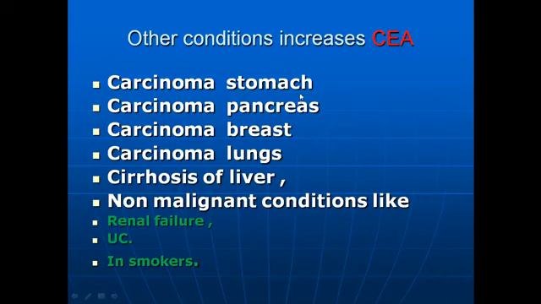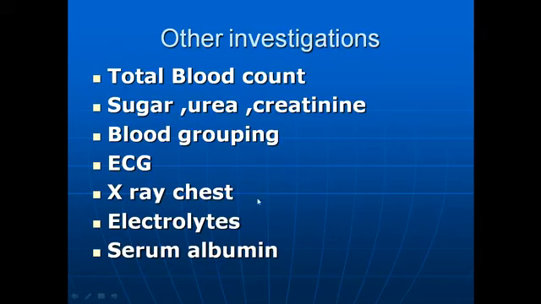You have to do a blood grouping of this patient. You will have to do an ECG of this patient. You have to do an X-ray test, serum electrolytes, and serum albumin. So these are the most important investigations you must do to assess the patient. So I'm repeating: you have to do a total blood count, blood sugar, blood urea and creatinine level, blood grouping, an ECG, a CXR, that is X-ray chest, serum electrolyte, and serum albumin.